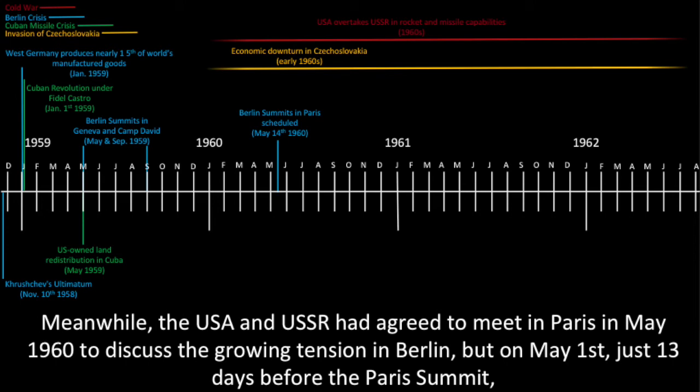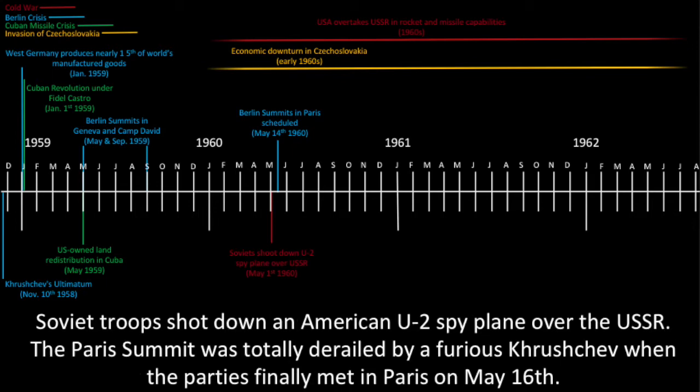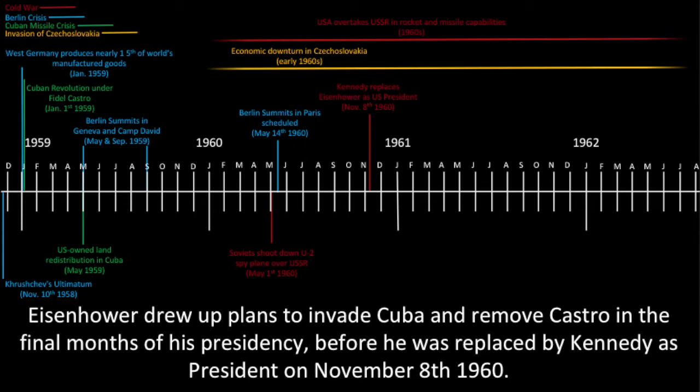Meanwhile, the USA and USSR agreed to meet in Paris in May 1960 to discuss the growing tension in Berlin. But on May 1st, just 13 days before the Paris summit, Soviet troops shot down an American U-2 spy plane over the USSR. The Paris summit was totally derailed by a furious Khrushchev when the parties finally met in Paris on May 16th. Eisenhower drew up plans to invade Cuba and remove Castro in the final months of his presidency, before he was replaced by Kennedy as president on November 8, 1960.